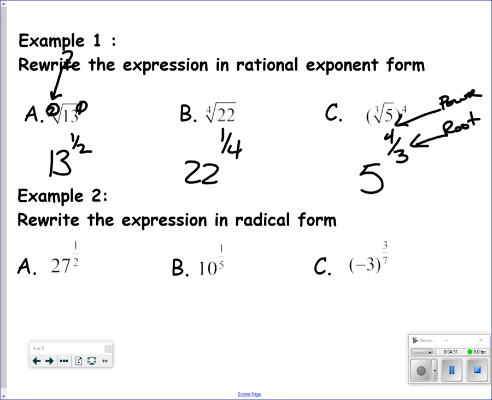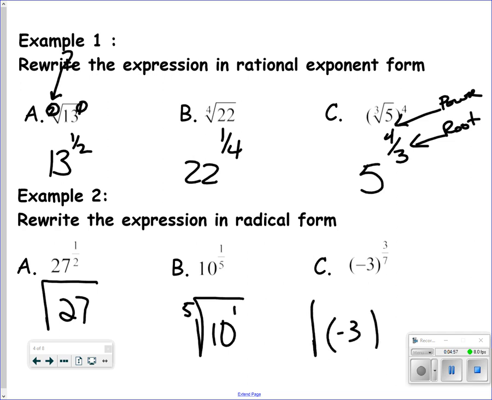Let's do it in reverse then. This is 27 to the 1/2 power. Again, square roots are assumed, so notice I did not put anything out in front of the square root. And the 27 to the first power, so I didn't have to put a 1. The next one is the 5th root of 10. Again, you don't have to put the 10 to the first power. And then the next one is -3 to the 7th root, 3rd power.